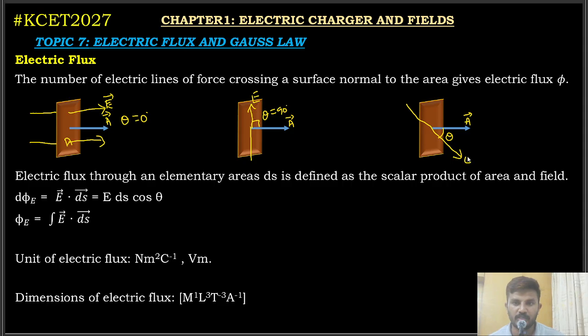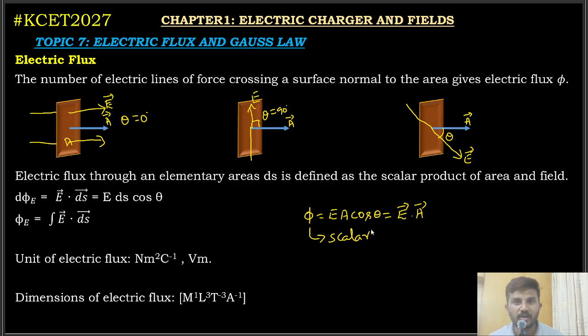Okay, so we need to take that theta with respect to A. So the flux is given by the formula, in simple form, phi is equal to E into A into cos theta, which can also be written as E dot A. That means electric flux is a scalar quantity. Clear? Scalar quantity.